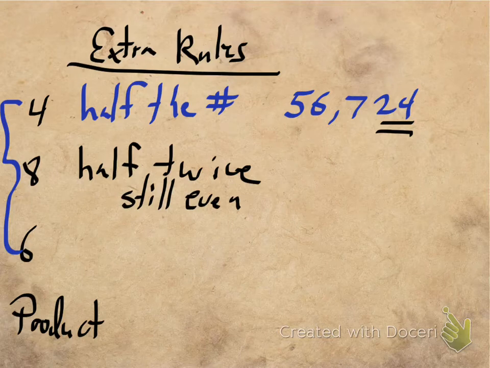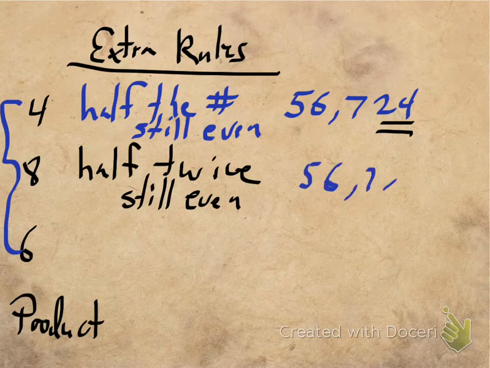If you take half the number once, that was the 4 rule. If it's still even, then it's divisible by 4. Now, there's another similar rule for a really, really long number. Again, let's take 56,724. Another way to test the 8 rule is you can just test the last 3 digits. Not 2 this time, but 3. So if 724 is divisible by 8, then so is the whole number. And in this one, the answer is no.